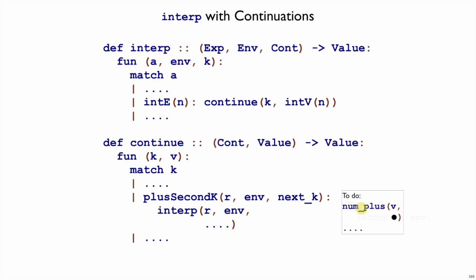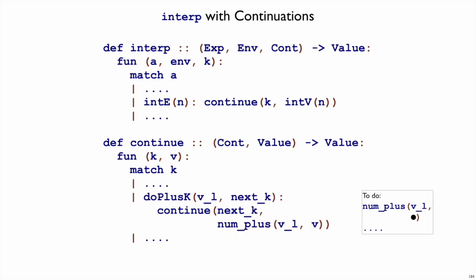So remembering to perform the actual plus, that is the job of the do plus k variant of our continuation data type. And then don't forget about all the things that might need to happen after performing the addition. All those things that might need to happen, that was represented before by next k, and so it's still the same dots, the same thing that needs to happen after we perform the final plus. So this is the complete implementation of the plus second k case of the continue function. Start interpreting a new right-hand side, remembering that we need to do the plus and then everything else that's supposed to happen after that.